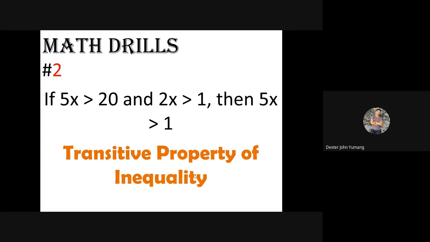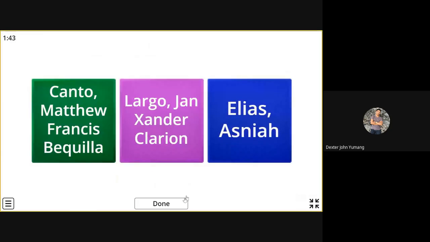Kay Matthew naman at saka kay John Sander, kapag matawag kayo ulit, pwede pa po kayong maghabol sa score na 20/20. As of this moment, 10 muna ang score ninyo. So wag mo na kayo mag-send sa akin. Baka meron pa kayong mahabol na question. Okay? So let's pick another student, another group of student.